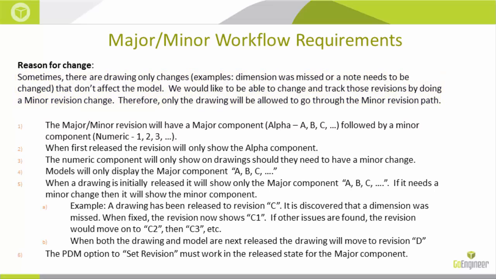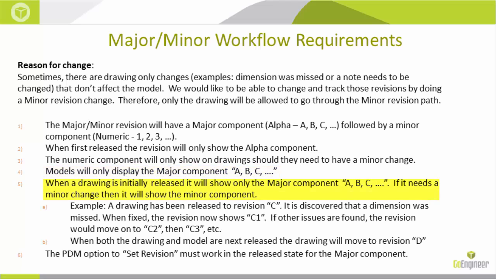Now, as far as the revision itself, with the major minor, the major component will be in alpha components, like an A, B, C. And then for the drawing, when it goes through a minor revision, it will be numeric. So it will go like a 1, 2, and 3, etc. So when first released, the revision will only show the alpha component. That'll be true for both the drawing and the model. The numeric component will only show on drawings should they need to have a minor change. So if they don't show a change, then they don't show any numerics after them. Models, of course, will only have the major component.